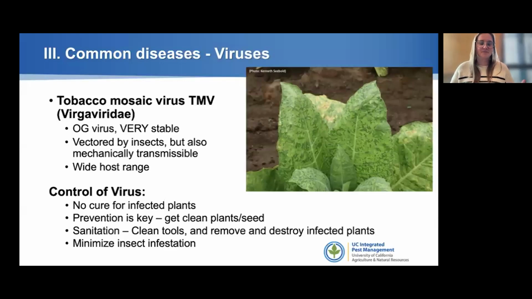And then lastly, for plant diseases, you can try to minimize insect infestations, but in actuality, in a home garden, you're not going to prevent hemipterans from being there. So if you can do things like yellow sticky traps, they can cut down on maybe the number of insects that are there. You can mitigate your chances of getting a plant virus.